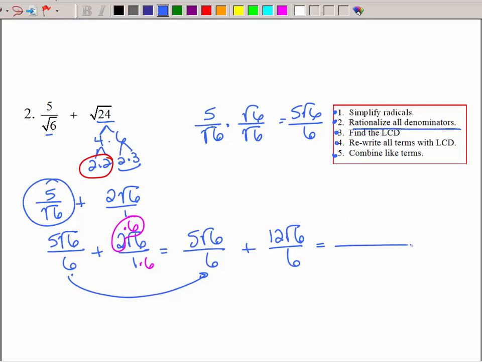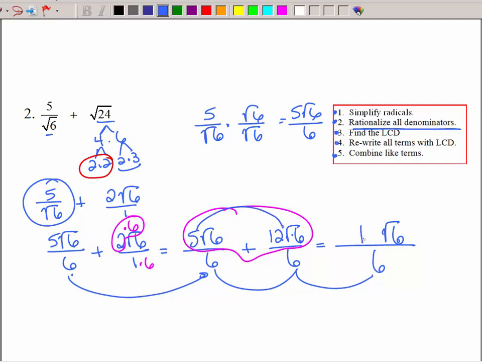And then I need to combine like terms. Fraction, keep the denominator. And then if there's any like terms on top, collect those. They're the same radical, so keep the radical. Add those coefficients. So this process combines a lot: rationalizing, finding common denominators, combining like terms. That's a lot to remember. We've got 2 more examples.